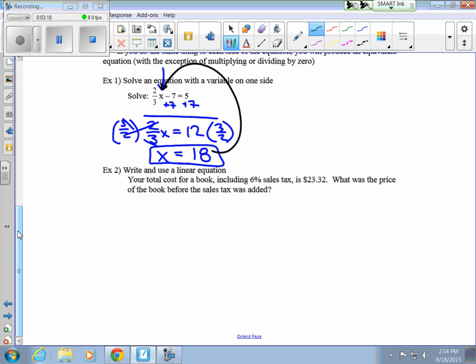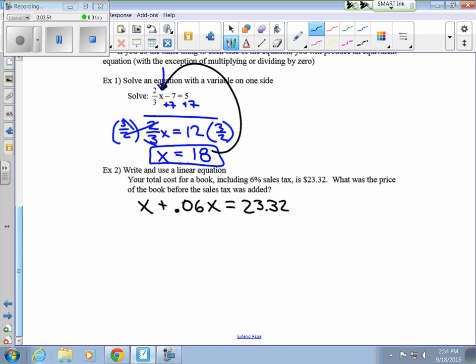Example 2 says write and use a linear equation. Your total cost for a book, including sales tax, is $23.32. All right, so we're going to write that. Total cost for a book. We don't know what it is. We're going to call it x. Okay, so that's the cost of the book plus the cost of the sales tax. So 6%, we write that as a decimal, is 0.06 times whatever the book cost. And that means equals 23.32.